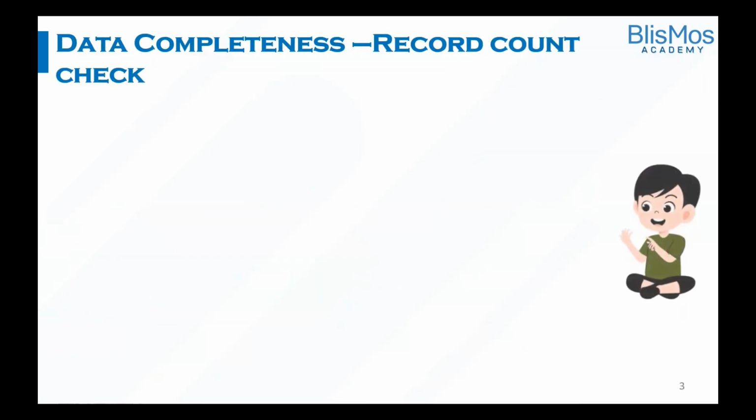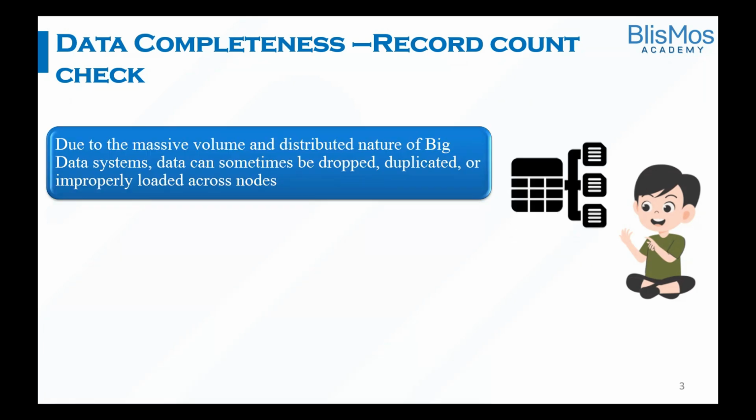If I ask you a question, when we are working in big data, do you think everything will go as expected? Everything will be hunky dory? Not really. When you are building big data pipelines, there are chances that some of the records may be dropped, some of the records may be duplicated, or some of the records may be improperly loaded across the different nodes in a cluster.